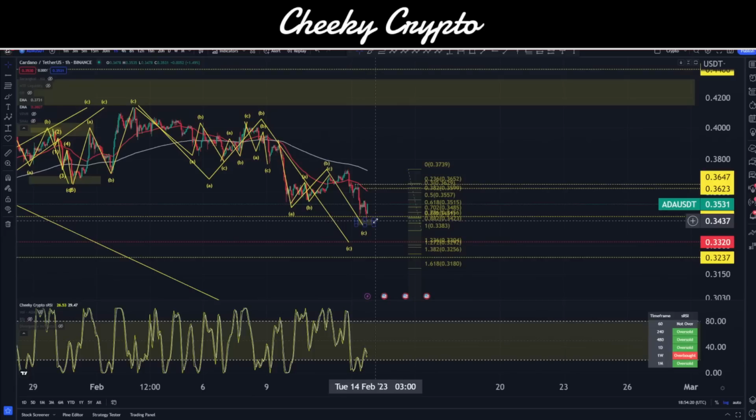Now, the positive news, right? Now we've got all that bearishness out of the way. Let's talk about the positives. Well, the positives are that the daily chart is oversold on the stochastic RSI. It's oversold on the 8 hour, it's oversold on the 4 hour, and it's pretty much oversold on the hourly.